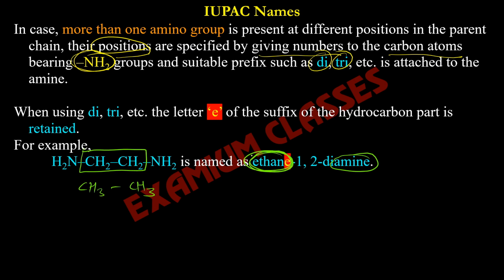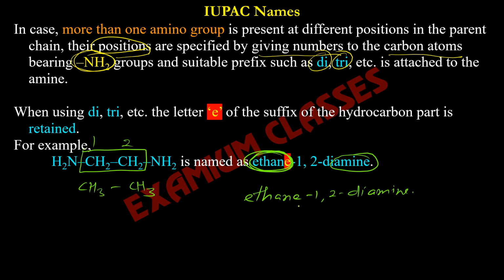So how will you identify whether it is ethane, propane, or whatever? Wherever the NH2 group is there, replace that by hydrogen. Now put the NH2 back. So we say it is ethane. Now I am writing ethane, retaining the E there. And on first and second carbons, I have amines. So I will say 1,2-diamine.